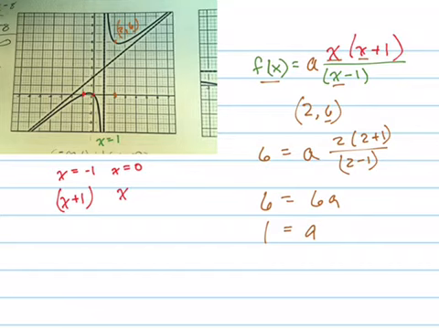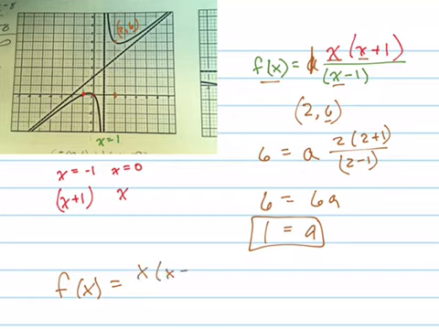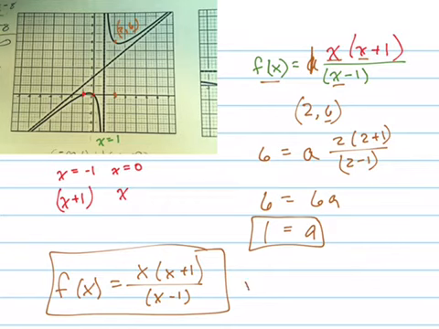A equals 1, which is good, because that means I didn't have to write anything in front there. So what's my equation? f of x equals x times x plus 1, all over x minus 1. Okay. I feel like that was a lot easier than I was making it out to be.